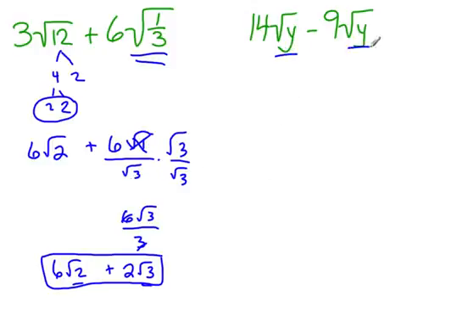Our last one's really easy. We have the square root of y and the square root of y, so I'll just take 14 minus 9. That gives me 5 times the square root of y.